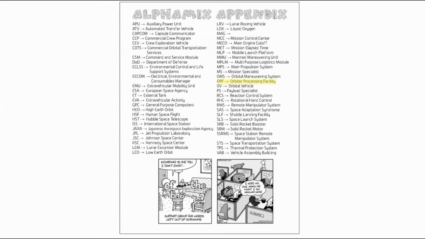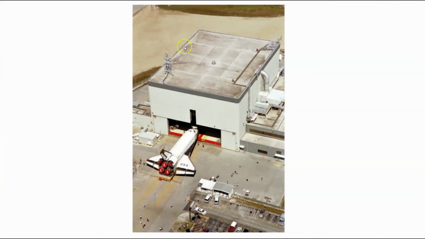And the orbiters are put together in the OPF, Orbiter Processing Facility. So right here. And those were located in California.